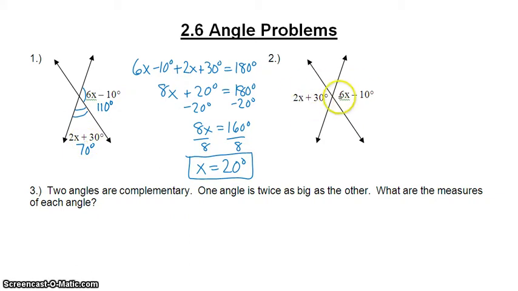In our second example, we have the exact same picture, and we actually have the same algebra for the angles. But if we look, these two angles are not supplementary. They're across from each other, where two lines intersect, which means that they are vertical. And vertical angles are congruent. So the equation that we need to set up is 2x plus 30 equals 6x minus 10.